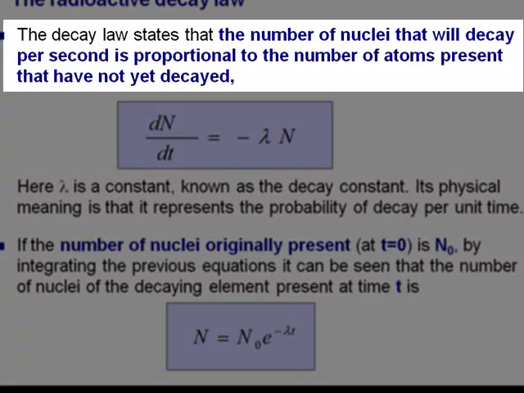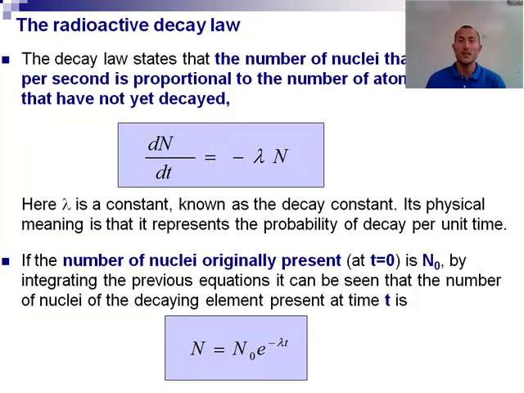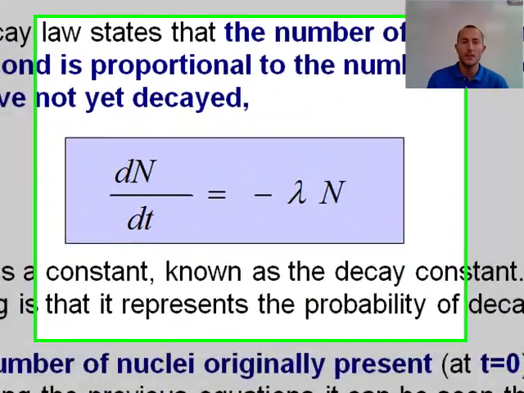The radioactive decay law actually states that the number of nuclei that will decay per second is proportional to the number of atoms present that have not yet decayed. What this means is that the more undecayed atoms there are, the greater the rate of decay. And so if we have twice as many undecayed nuclei, the rate of decay is going to be twice as great. The fewer undecayed atoms, the slower the rate of decay. And mathematically, we can express it in this form.